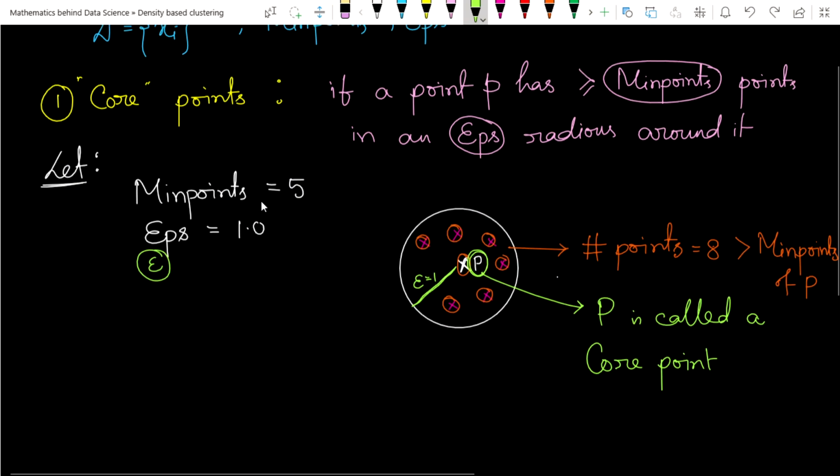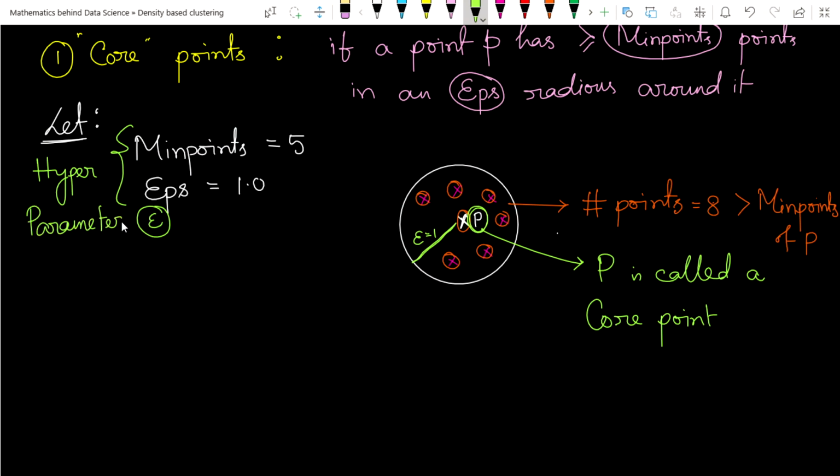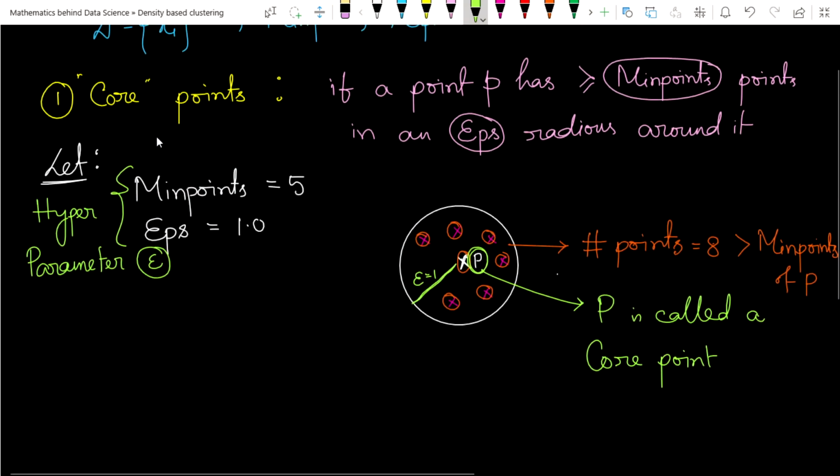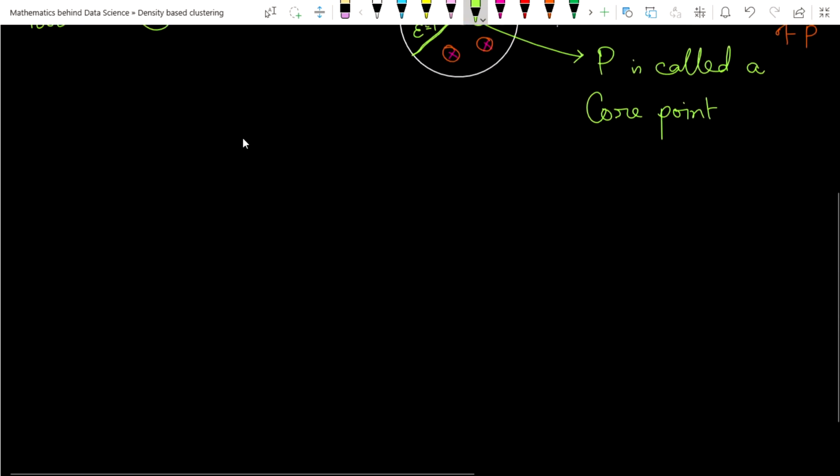I think you got the idea. These are the hyperparameters, and we already learned this concept. I think you got the answer when we discussed it through an example, and it will be better now.